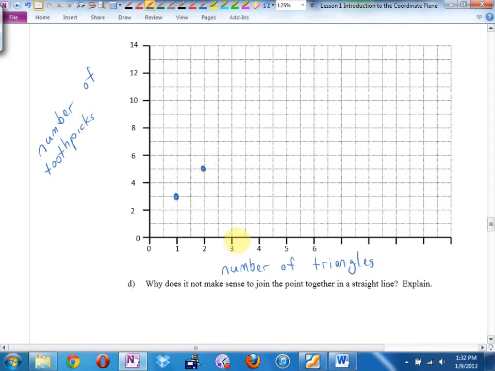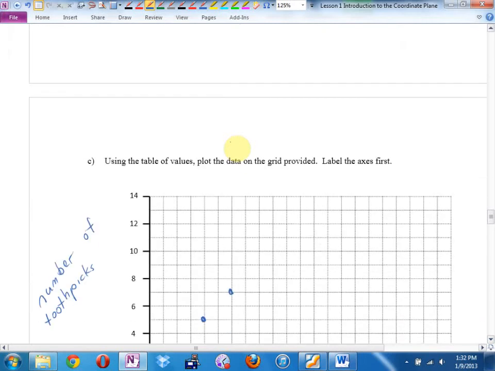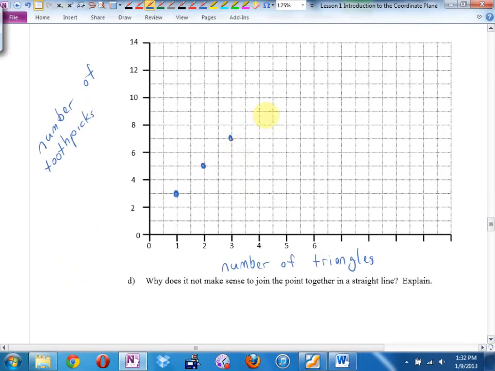3 over, 7 up. How far did I go? 4 over, 9 up. 5 over, 11 up. Spot the pattern? Without bothering to get out toothpicks or draw a picture, if I have 6 triangles, how many toothpicks will I need? 13? Okay.